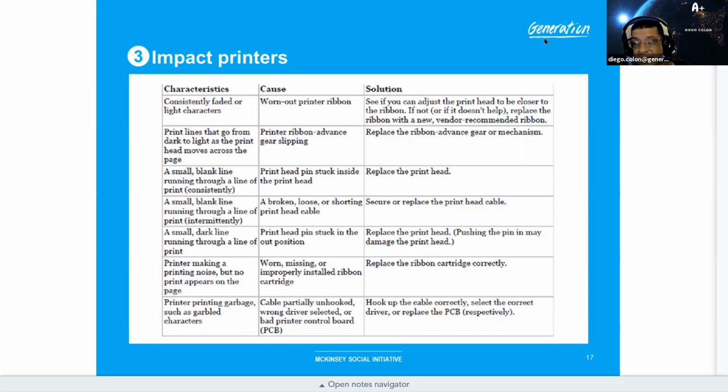As for a small black line running through it, the print head pin is stuck inside. Therefore, you unfortunately need to replace the whole thing. This is mostly for the regular impact dot matrix ones, not the daisy wheels.